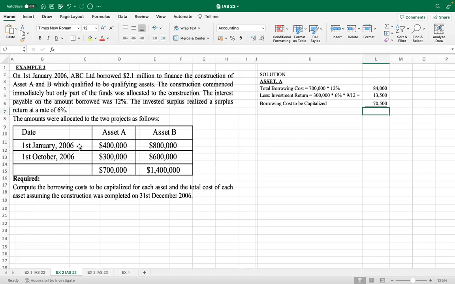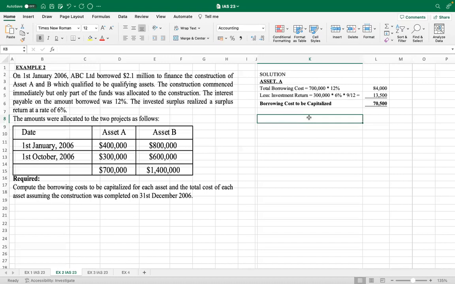So between 1st January up to the end of September, we were not using this 300,000, and therefore we can invest it. Because we can invest it, the investment will generate a return of 6%. So the return generated from the investment helps to reduce the amount to be capitalized. So this one gives you the borrowing cost to be capitalized. It is the total borrowing cost minus the investment return.